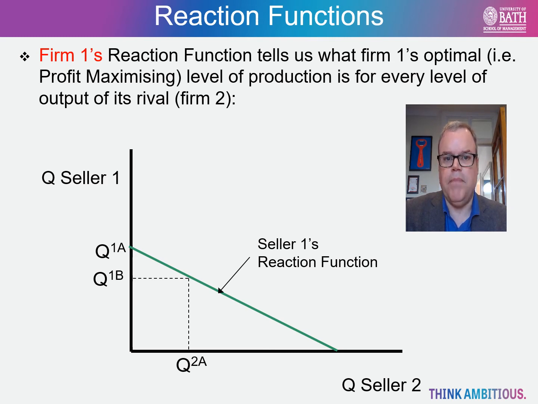In this diagram, the space indicates seller 1's output possibilities against seller 2's output possibilities. And in this space, we've plotted seller 1's reaction function. So recall from our earlier diagrams that when seller 2 was producing Q2A units of output, the best response for seller 1 was to produce Q1B units of output, and this is indicated in the diagram.